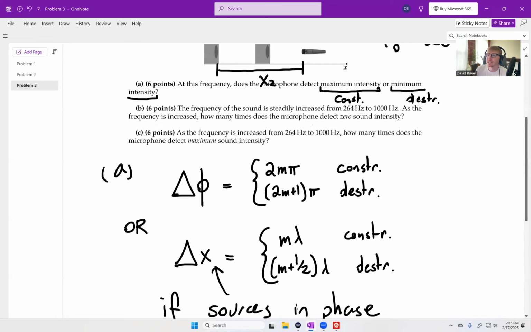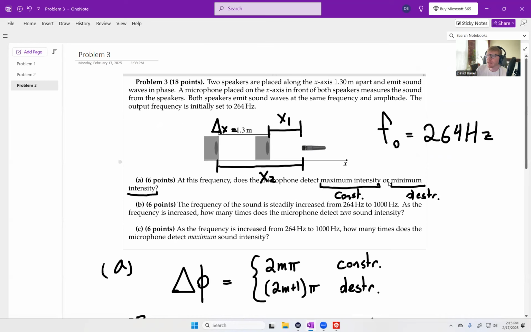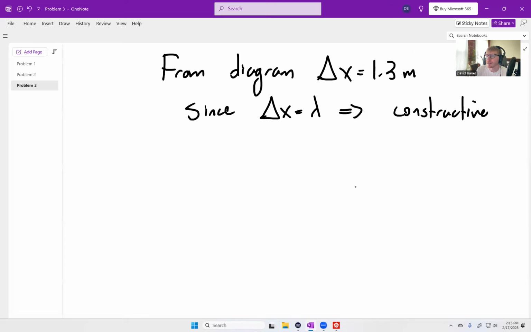Right, so the problem was asking us, do we have a maximum in the intensity or minimum in the intensity in this scenario? And it's constructive interference, so that's going to be a maximum.